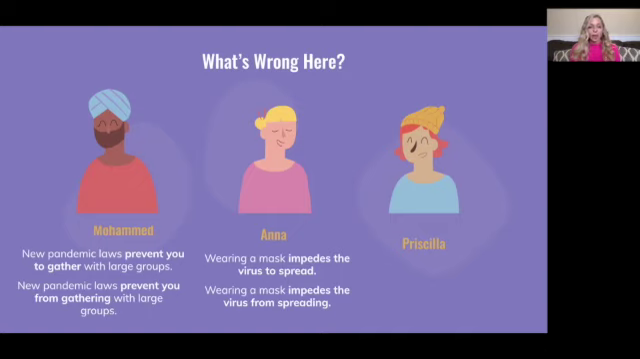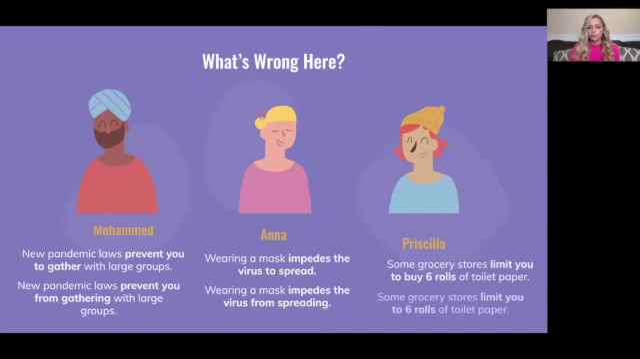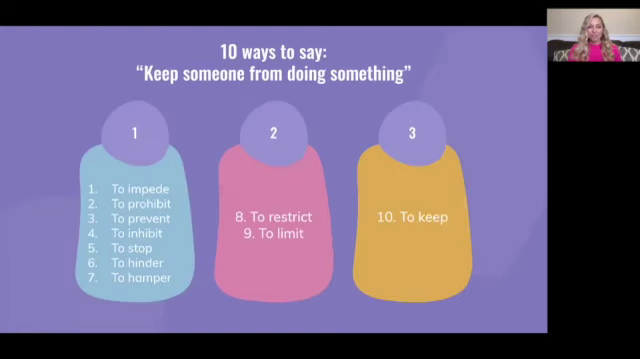So you might think, okay, we're always going to say this verb and then from plus ing, and I'm good to go. Well, let's look at what Priscilla says. Priscilla says, some grocery stores limit you to buy 6 rolls of toilet paper. And here we say, some grocery stores limit you to 6 rolls of toilet paper. Well, here there's not a from and an ing, so there's some confusion here about how to use these different words of restriction and what comes after them. So I'm hoping to help you today figure out how to use all of these words correctly.